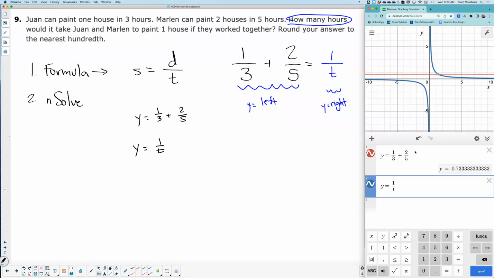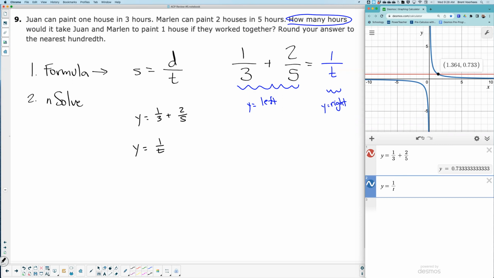All right, so I have them graphed. As pointed out before, we said with real worlds, we always take the positive answer. So this one only has 1, but if you saw more than one answer with real worlds, we take the positive answer. Think about it. Time can't be negative. Can't paint negative houses. You can't paint at a negative speed. So real world, you have to have positive answers. So when you click there, what answer did you get?